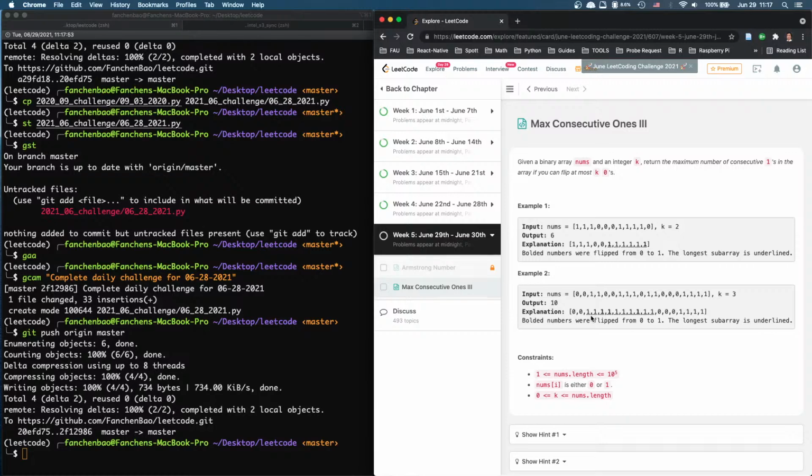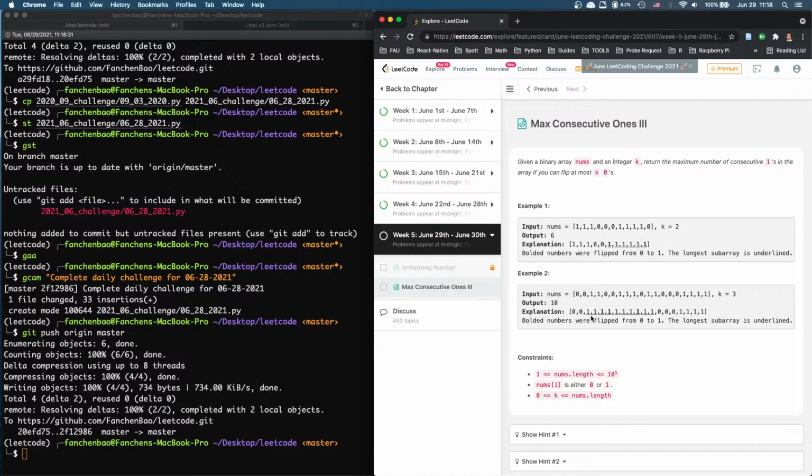So we have positions 0, 1, 2, 3, 4, 5, 6, 7, 8, 9, and 10. Right? And then all the ones, what we consider is zeros, right? So all the ones, we don't care. We just go down. So 0, 1, 2, 3.